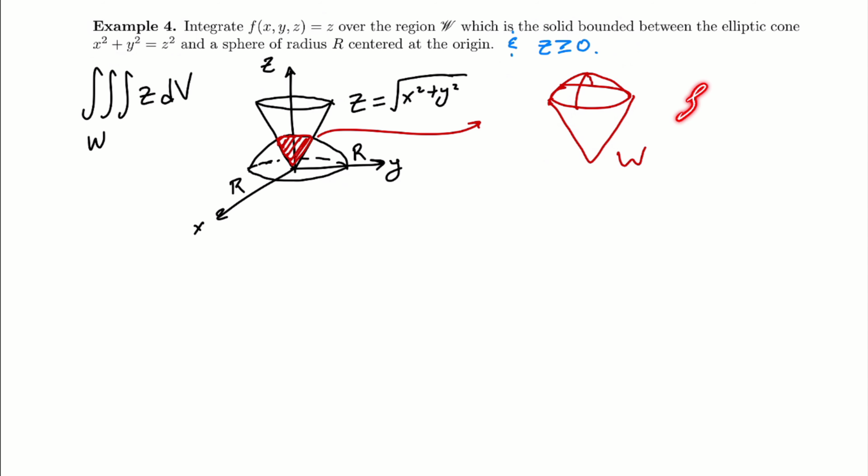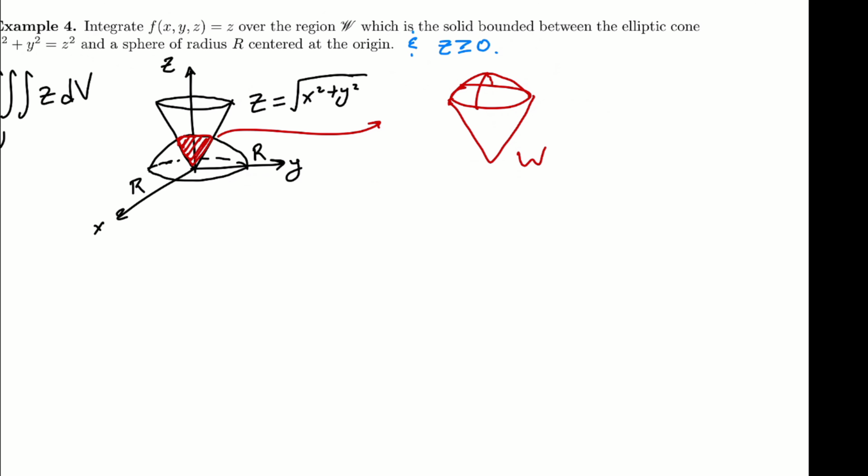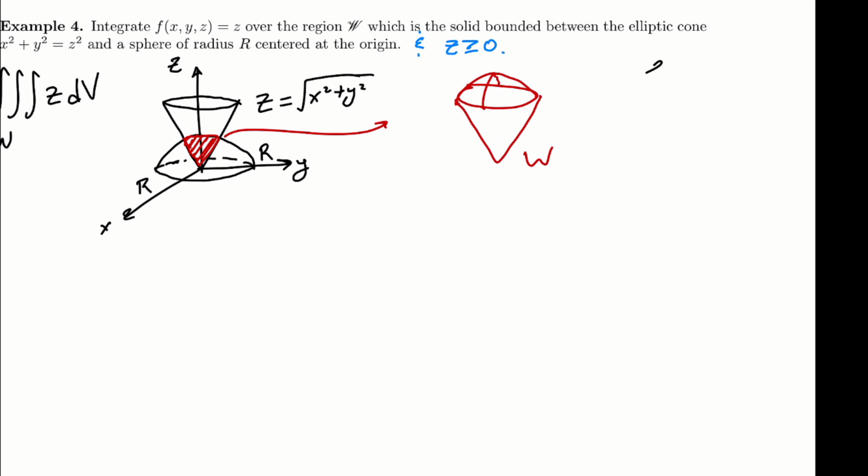So for that, we know that rho is going to be bounded below by 0 since our region contains the origin. And then the outer surface is going to be the equation of this sphere. Since this sphere is radius r, the equation of a sphere in spherical coordinates of radius r is simply rho equals r. So our bounds for rho are 0 to r.